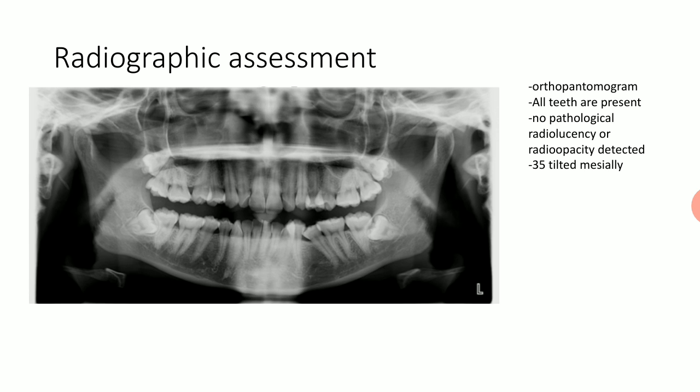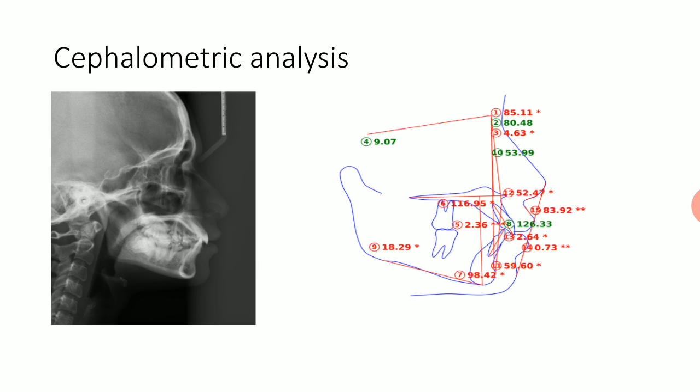Radiographic assessment, this is an orthophantomogram. All teeth are present and there is no pathological radiolucency or radioopacity detected, and as you can see, the 3-5 is tilted mesially. This is cephalometric analysis.